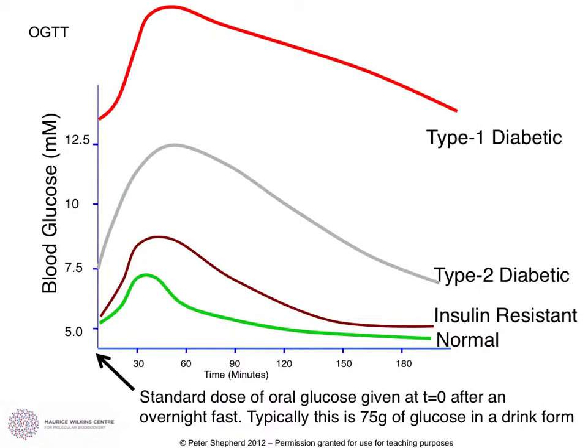Type 1 diabetes, much higher resting or fasting level because there is very little or no insulin at all, so you have a sustained high blood glucose, big peak, and then it takes a really long time to come back down as well.